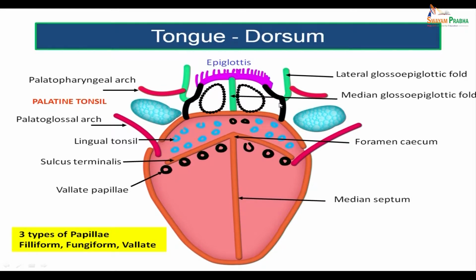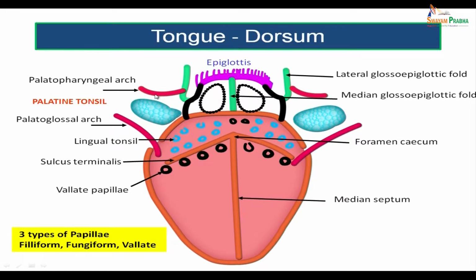Now, look on the sides. There is another fold which extends from the tongue to the lateral wall of the pharynx, and this one is called the lateral glossoepiglottic fold. So, you have a median glossoepiglottic fold extending from the midline to the epiglottis and a lateral glossoepiglottic fold extending from the tongue to the epiglottis. In between these two folds, there is a circular depression on either side of the median glossoepiglottic fold, and what is that depression called? Good. That depression is called the vallecula.